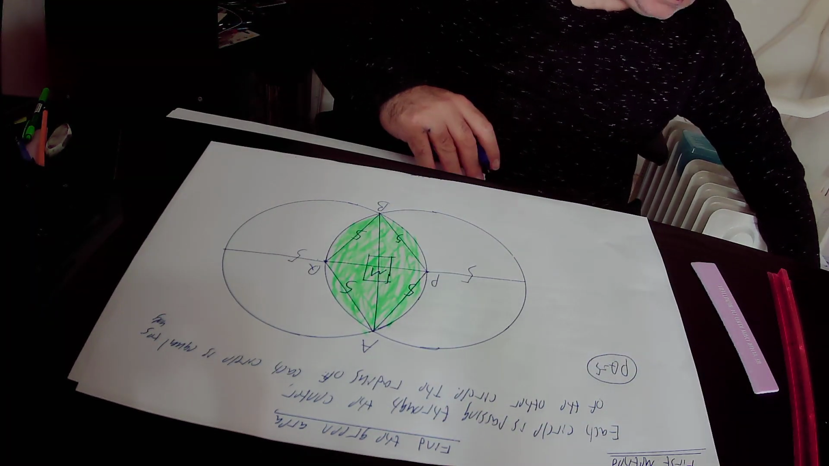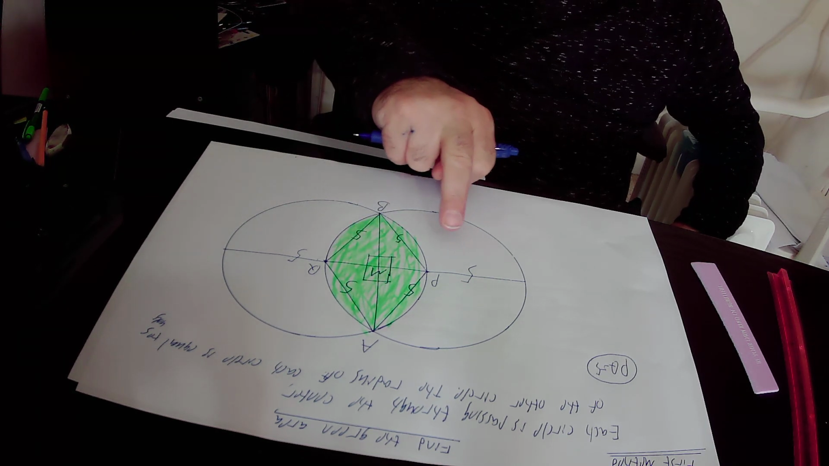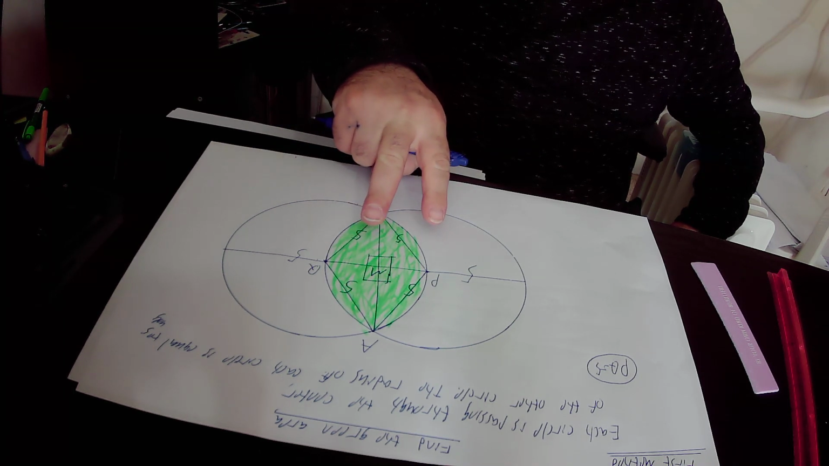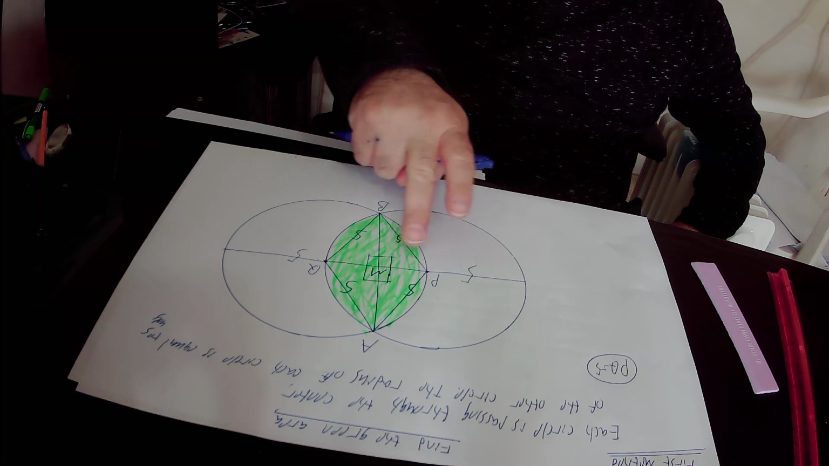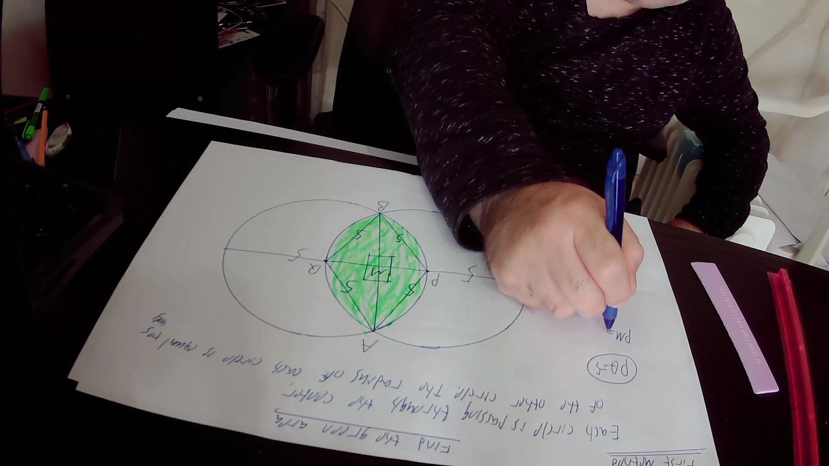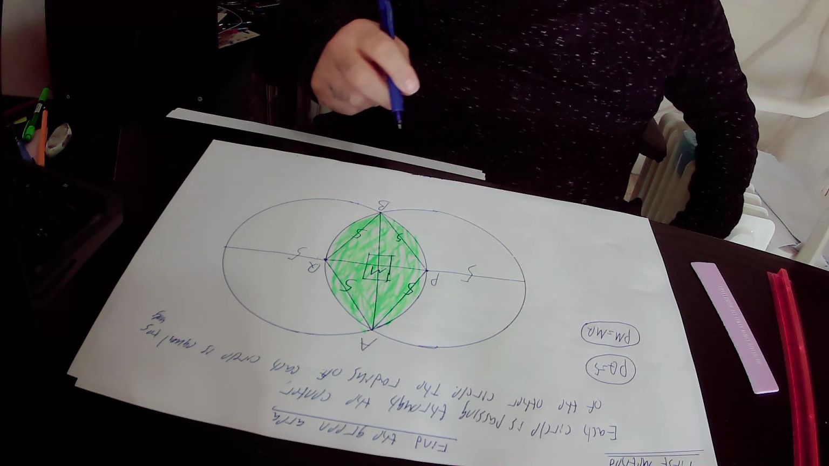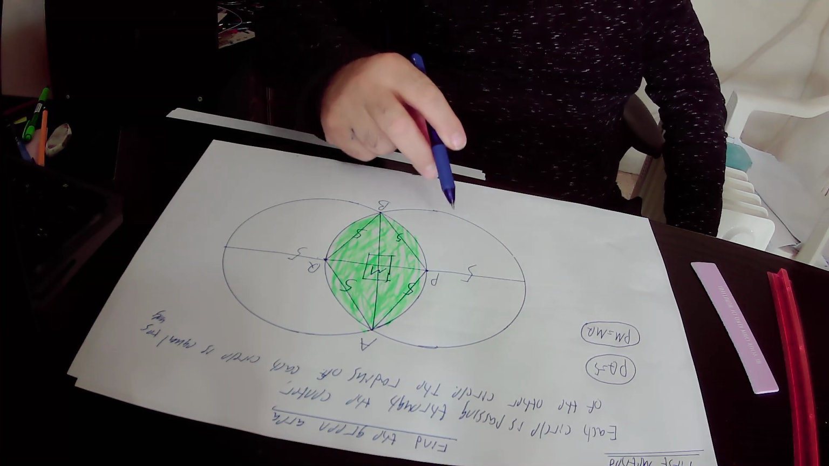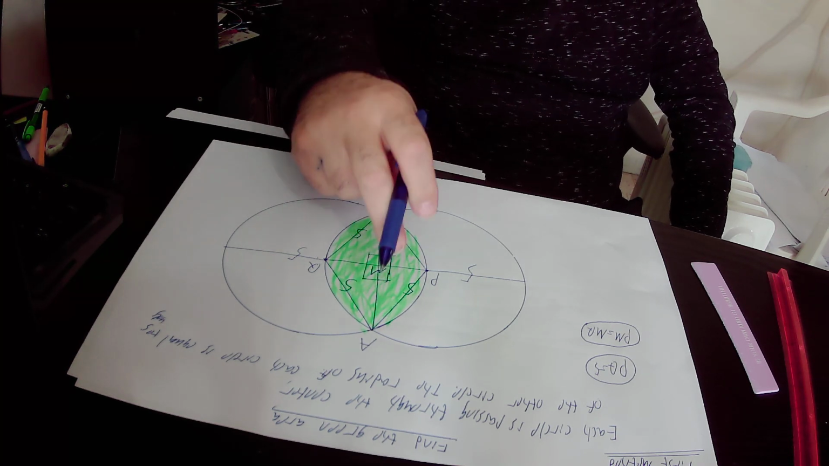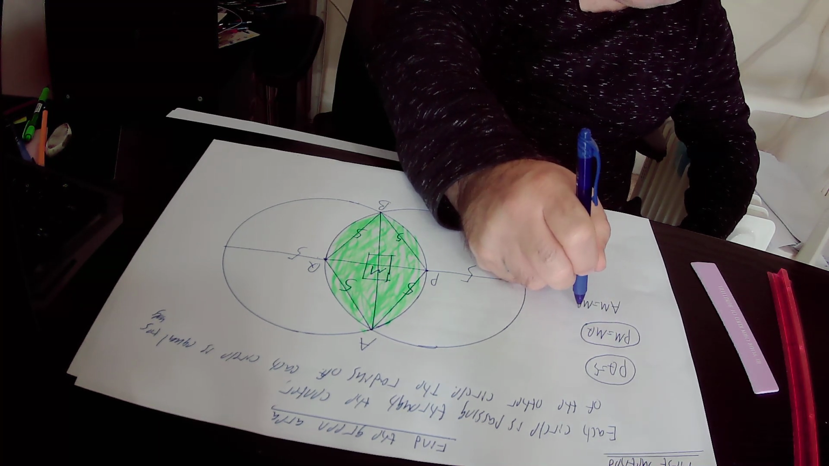So here the diagonal AB bisects diagonal PQ, that is to say it divides it into 2 equal parts. It means that PM equals MQ. And it is also true to say that the diagonal PQ bisects diagonal AB. That is to say AM equals MB.